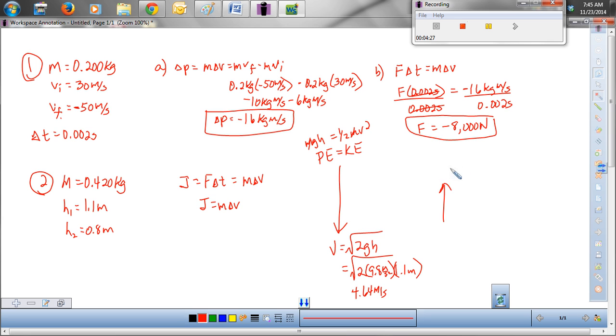The speed it leaves the floor with, the KE as it leaves, is equal to the PE as it goes up to 0.8 meters. So I'm going to say 1/2 mv squared equals mgh. Same relationship. So V is going to be the square root of 2GH, where H is 0.8. So I'm going to take 19.6 because that's 2 G's, multiply it by 0.8, and take the square root of that number, and I get 3.96 meters per second for my speed.